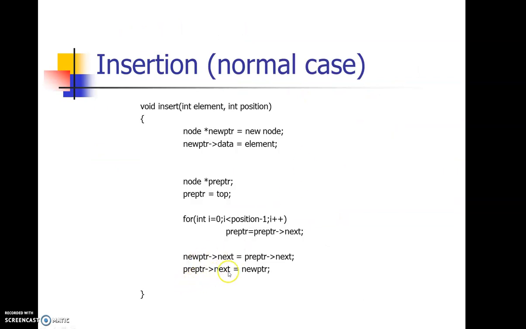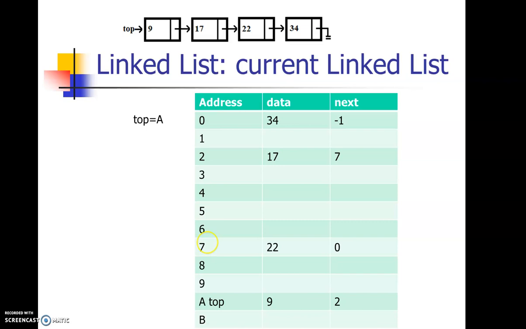So you see pre-PTR next equal to new PTR. This two-line is the key to make all connections successful. And of course, all of these steps are the preparation for these two lines of the code. Of course, we need some example to fully understand this. Let's take a look at this one.